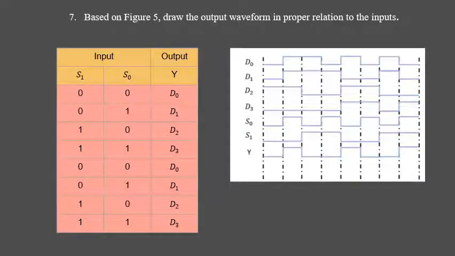This is the last question for this assignment. Based on the question given, I have to draw the output waveform in proper relation to the inputs. From the question given, I have a 4-to-1 multiplexer circuit. The circuit consists of 4 data inputs, 2 selectors, and 1 output. This is the answer for question 7. So I compiled the 4-to-1 multiplexer circuit using Quartus to get the output waveform. Then I made the truth table based on the output waveform.